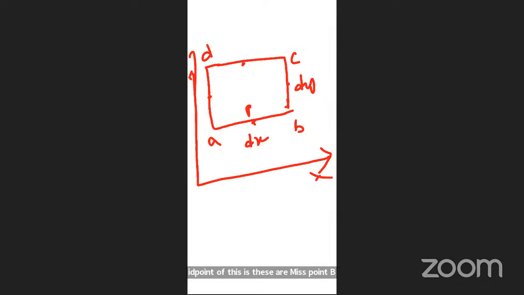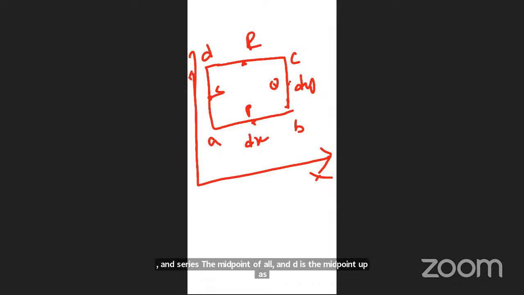This is P and Q and R and S. These P, Q, R, S are the midpoints of the sides. Then AB has midpoint P, BC has midpoint Q, CD has midpoint R, and DA has midpoint S.